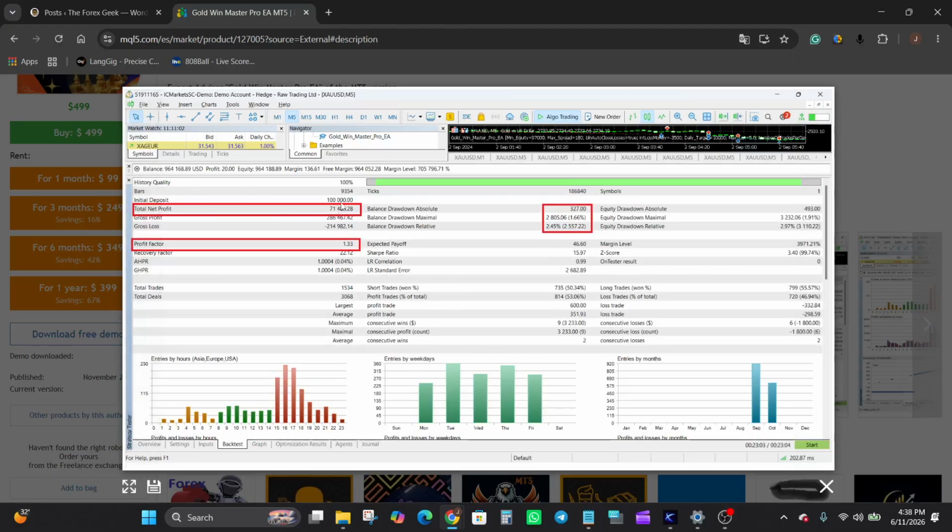From an initial deposit of $100,000, we have a total net profit of $71,485.25. The profit factor was 1.33, and the total trades taken we have 1,534. And out of 1,534 trades, 814 were profitable. That gave us a profitability rate of 53%, 53.06% profitability. And then we can see that the average profit was 351.93, average loss 298.59. So this also tells me that the risk to reward ratio is not far from 1:1.